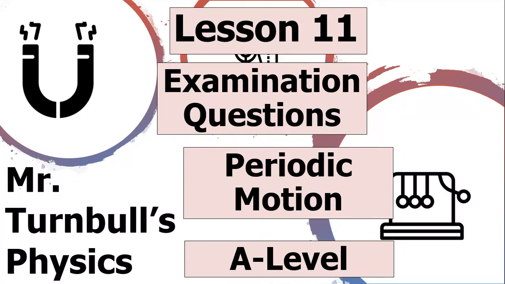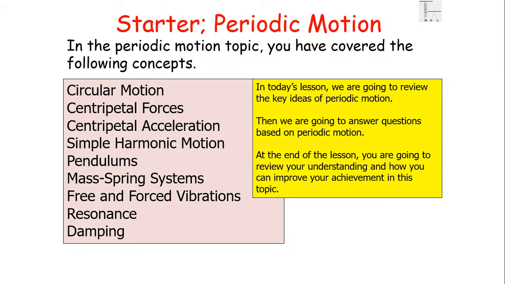Hello and welcome to today's lesson where we're going to look at some examination questions for the periodic motion topic of the AQA A-Level Physics specification, which is found on paper 1 of the course. So in the periodic motion topic we've covered the following topics: circular motion, centripetal forces, centripetal acceleration, simple harmonic motion, pendulums, the mass spring system, free and forced vibrations, resonance and damping.